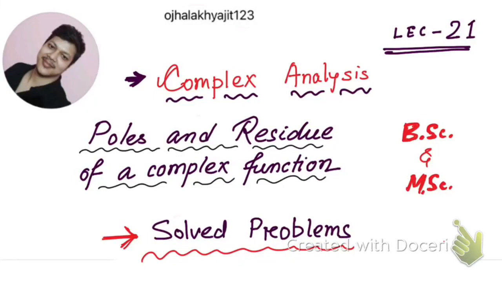Hello friends, this is lecture number 21 of complex analysis, mathematical physics for BSc and MSc students, and today we're going to learn how to find poles and residue of a complex function. I'm going to explain with the help of some questions, and those questions will be taken from HK's mathematical physics books.